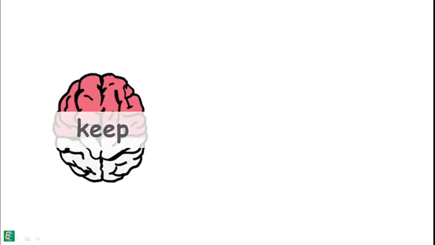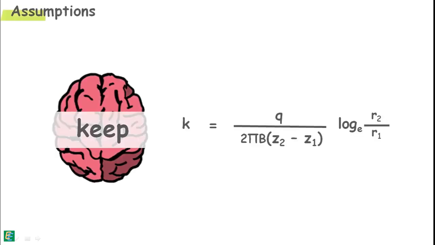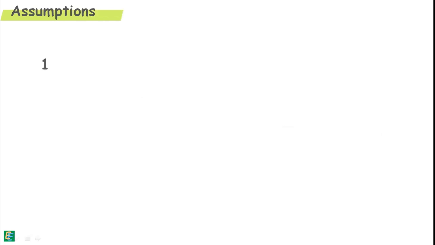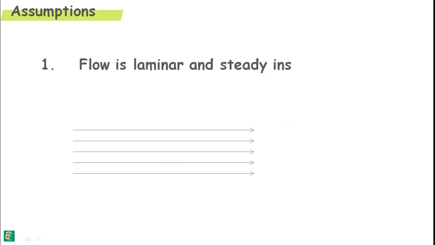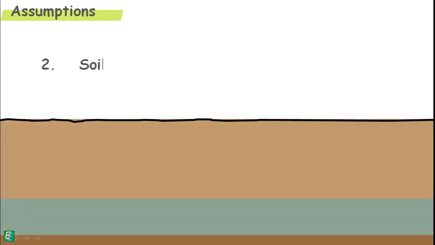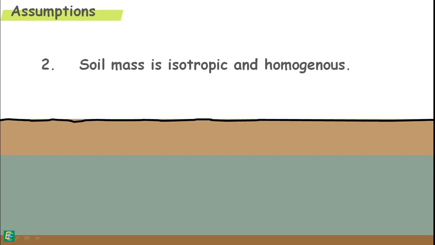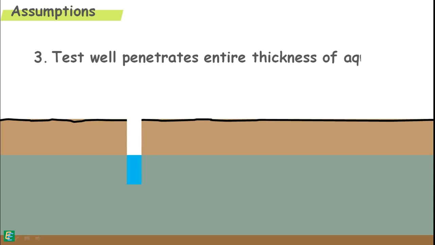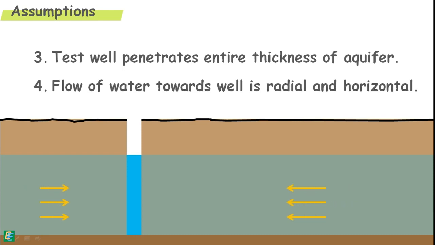We should keep in mind that in obtaining this value of permeability of the soil, we have assumed certain things. First, we assumed that the flow is laminar and steady inside the soil. Second, we assumed that the soil mass is isotropic and homogeneous. Third, we assumed that our test well penetrates the entire thickness of aquifer. And with that, we assumed that the flow of water towards the test well is only radial and horizontal, and water does not enter the well from the bottom.